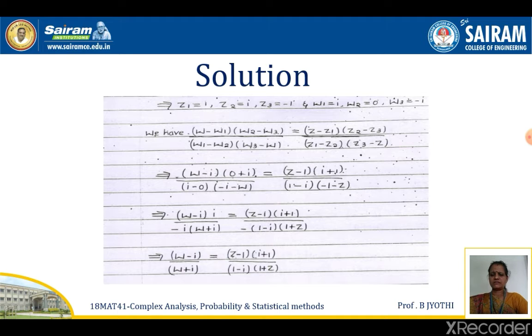So in the next step, on cancelling a minus sign on both the sides, and i in the left hand side, both the numerator and the denominator, we get (W minus i) by (W plus i) equals (Z minus 1)(i plus 1) divided by (1 minus i)(Z plus 1), or 1 plus Z. This is what we will be getting. And further, we need to do the simplification.